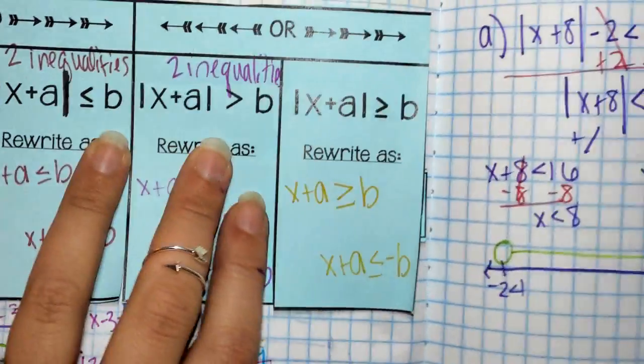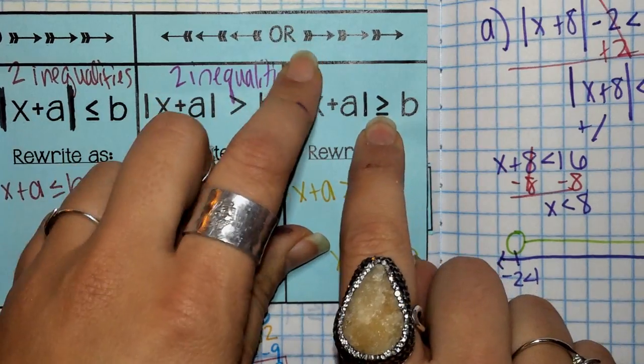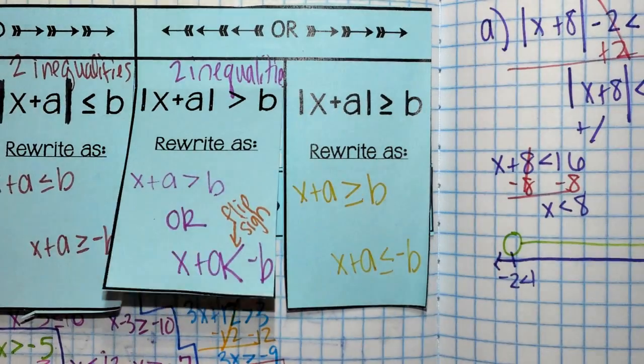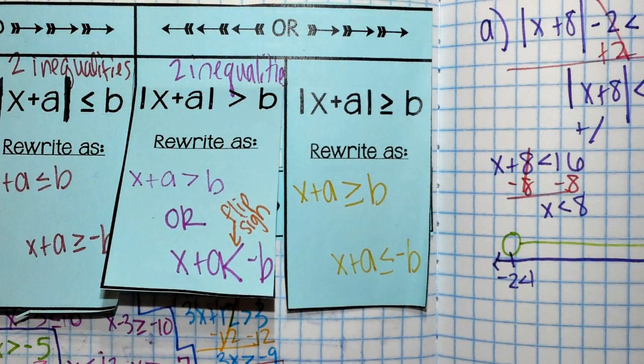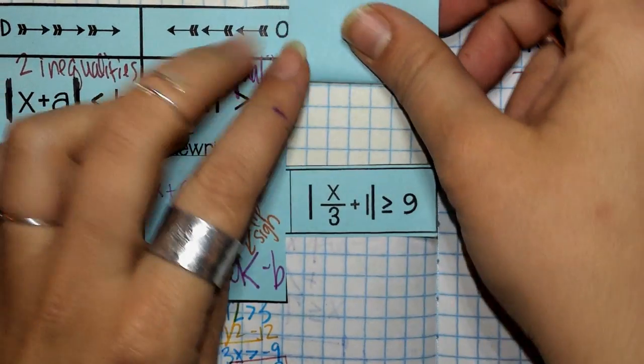Alright, so now we're going to be greater than or equal to. Now, greater than is an OR. Greater or. So are they going to connect or go opposite ways? Opposite ways. Open this guy.